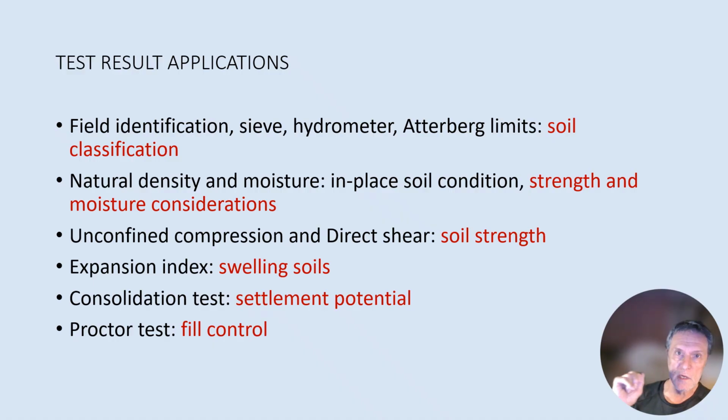So to summarize, here are our test result applications. Field identification, sieve, hydrometer, Atterbergs, that's soil classification. Density and moisture, strength and moisture considerations. Unconfined compression, direct shear, soil strength. Swelling soils by means of the expansion index. Settlement or collapse potential by means of the consolidation test. And you base your fill control and testing of compacted fill in the field on the results of your proctor test.